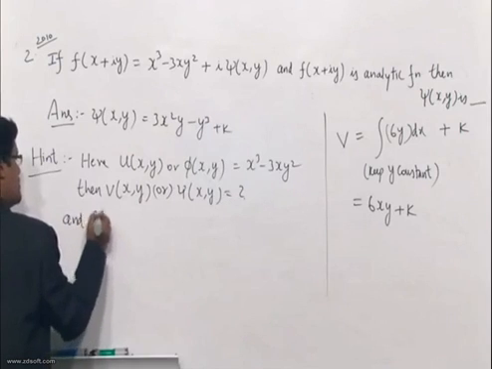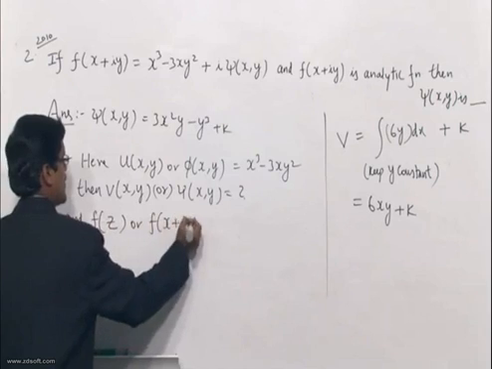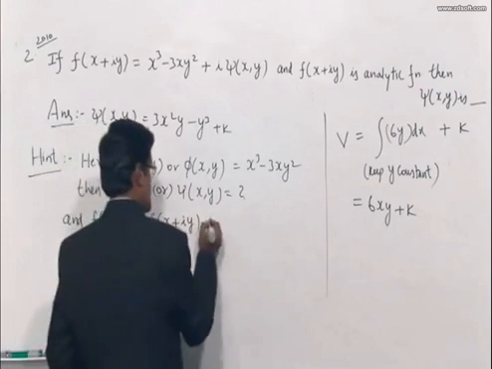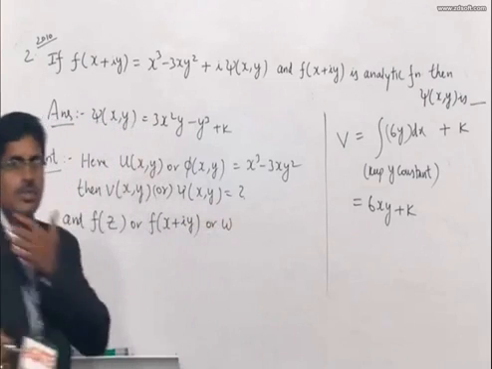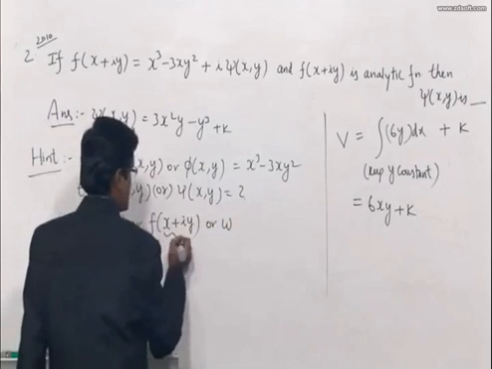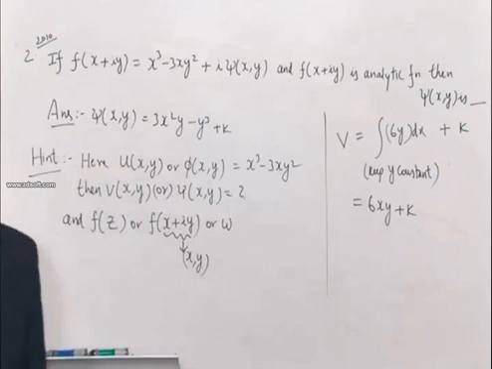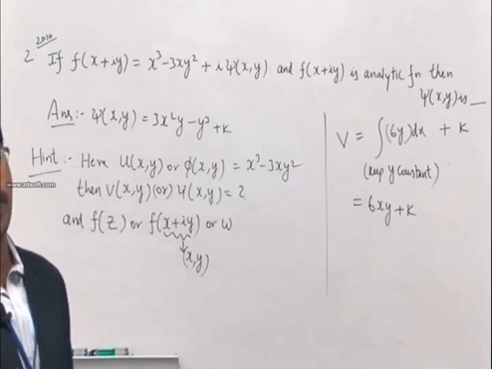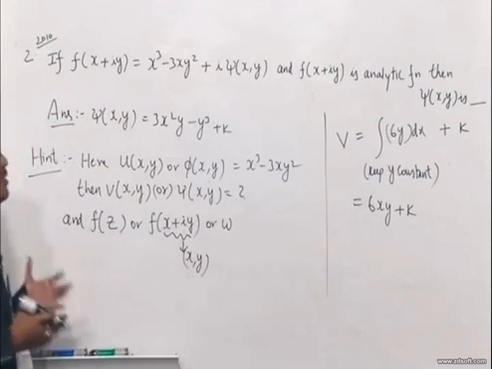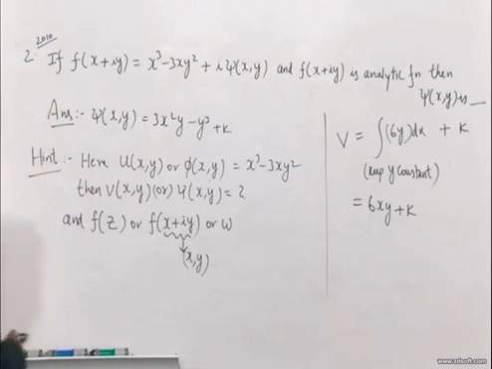And f of z, these are the notations, or f of x plus iy. Or w, these are the notations for the given f of z. And this x plus iy is sometimes also denoted by the 2D representation x comma y, just like the 3D representation in vectors a1, a2, a3. Here also, like that, depending on the way of expressing the question: u, v, phi, psi, like that.